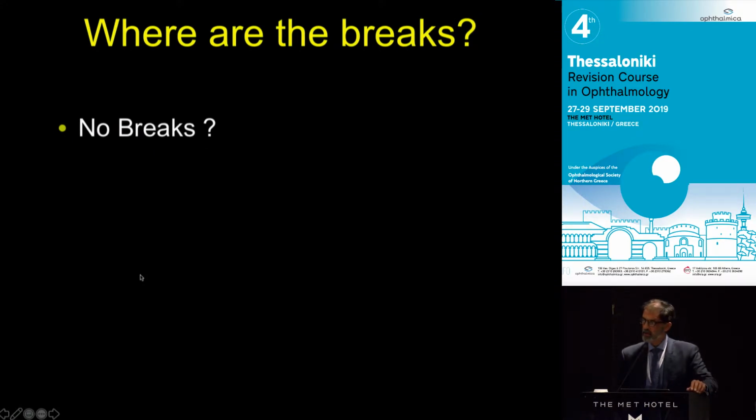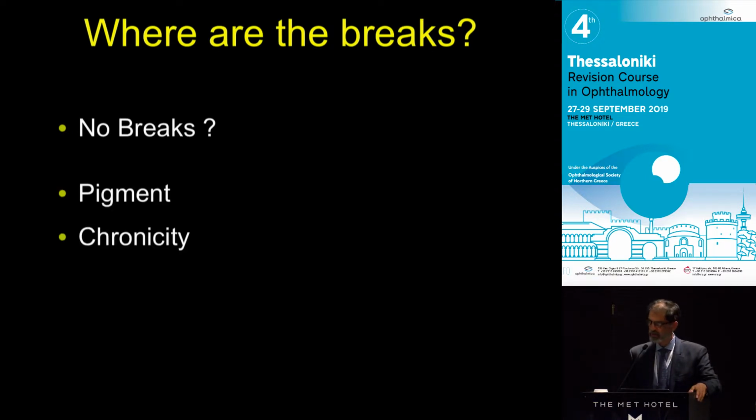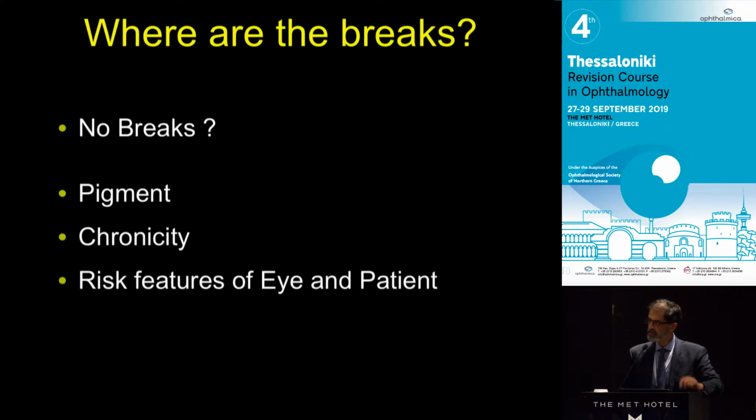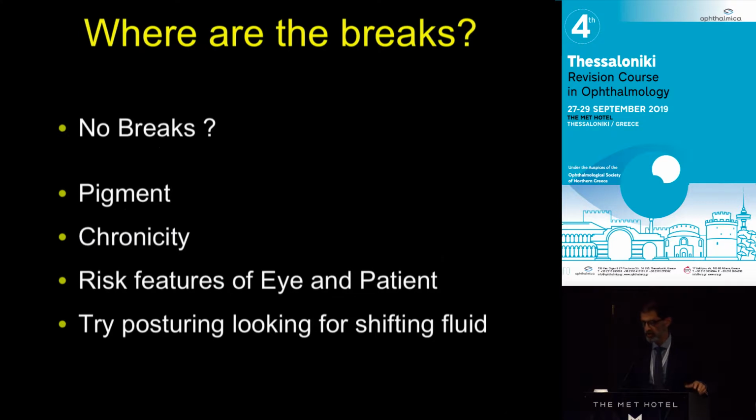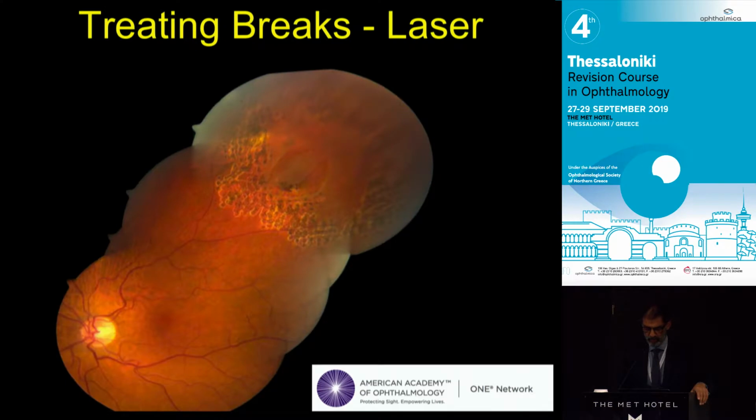What about breaks? Not always easy to find them. Do you have to find them? It's usually useful to find them, and if you can't find them, you need to just have a little think about it at the back of your mind whether this could be a different type of detachment. Pigment helps, so no break but pigment makes you feel like you're just missing it. Chronicity, signs of subretinal change, that is subretinal bands, subretinal fibrosis usually tells you there's a break somewhere. And risk features, it's much more likely if they're a myope, have had a PVD with symptoms, that there's a break somewhere. And also, just to exclude it being a serous retinal detachment, try posturing.